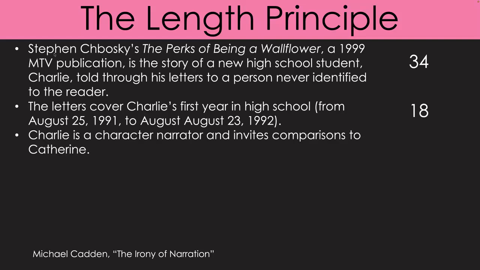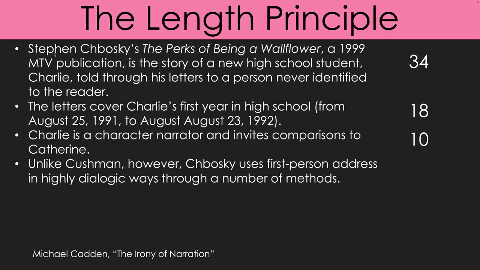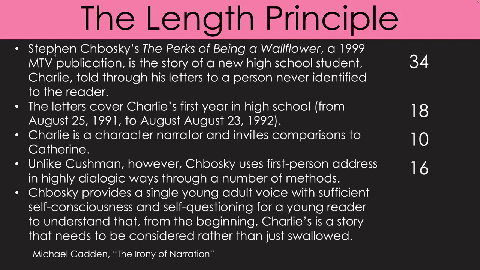18. Charlie is a character narrator and invites comparisons to Catherine. That's another book that they talked about earlier. Short, easy to understand. 10. Go into the next sentence. Unlike Cushman, however, Chbosky uses first person to address in highly dialogic ways through a number of methods. More complicated, let's go to 16. Next sentence, we're getting even more complicated. We go to 35. And so you can see here how we move through this.